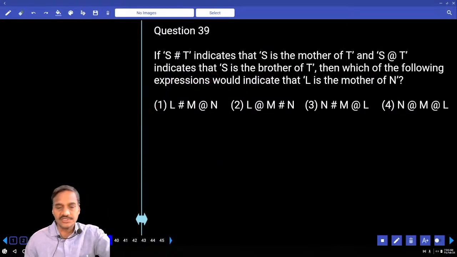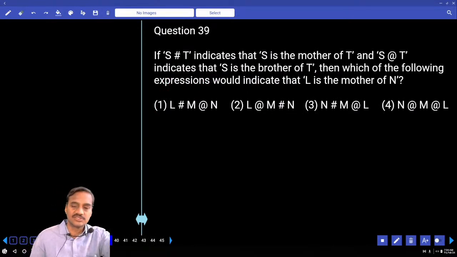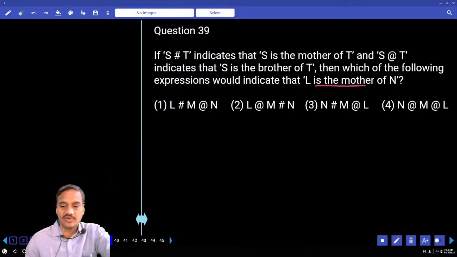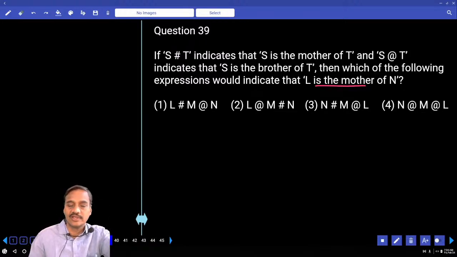Then coming to this 39, S has T indicates S is the mother of T. Then which of the following indicates L is the mother of N? Finally, we need to identify L is the mother of N. L hash M means L is the mother of M.